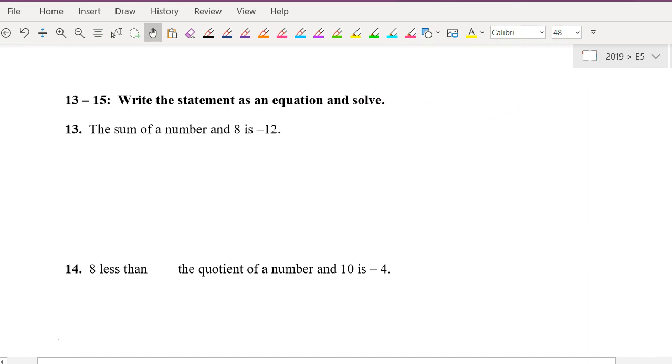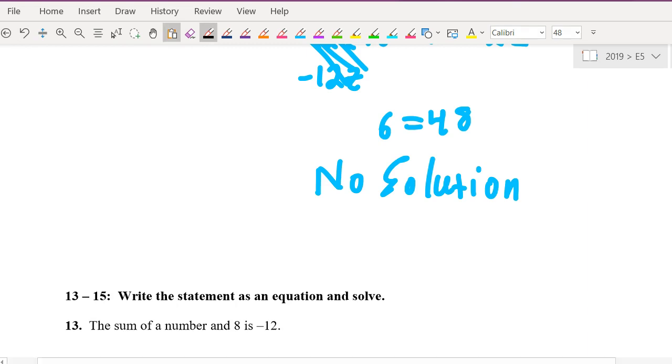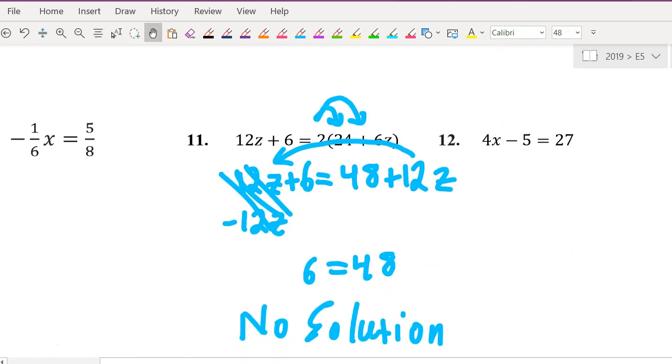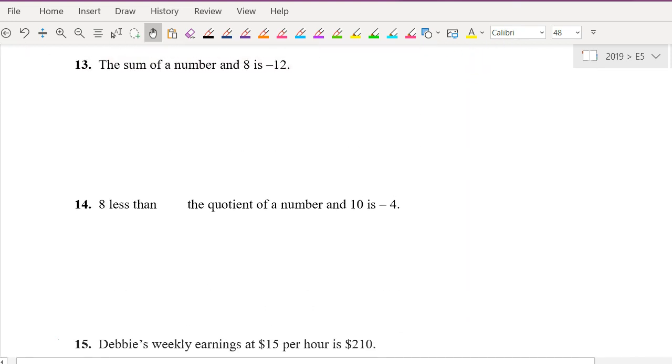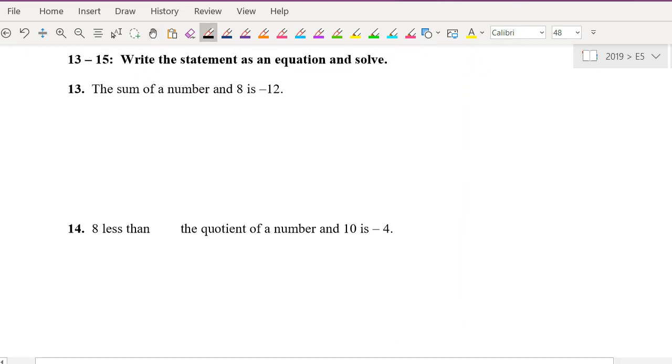Okay, we're almost done. The sum of it. We've already done superstar co-star problems. The answer is 8. I don't want to run out of time. So the sum of a number, 8 plus a mystery number, is negative 12. Hey, that's easy.